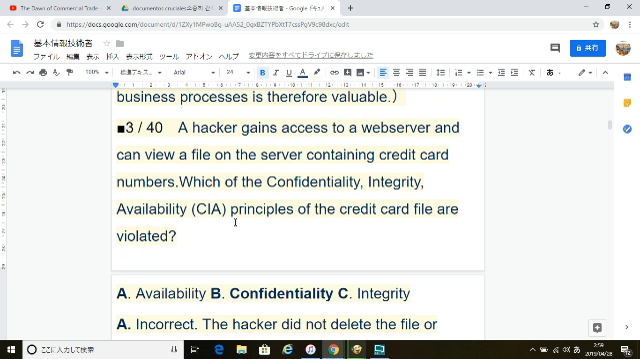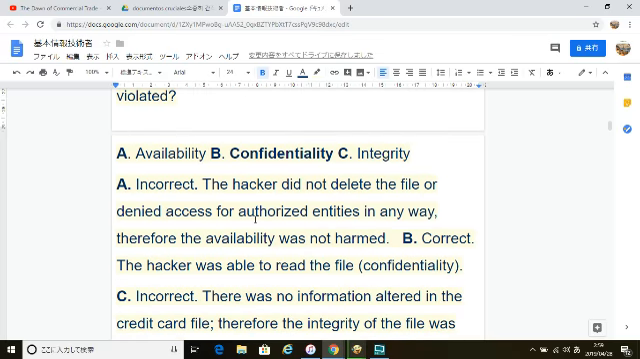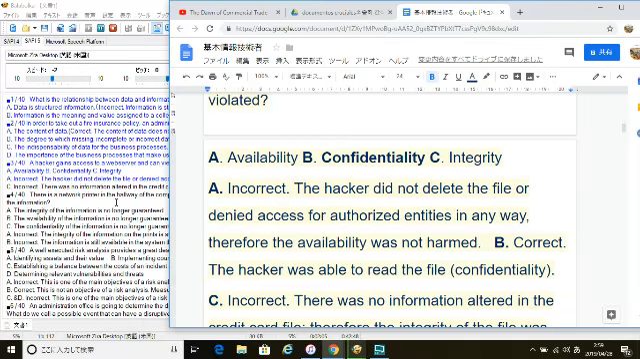3/40 A hacker gains access to a web server and can view a file on the server containing credit card numbers. Which of the confidentiality, integrity, availability, CIA, principles of the credit card file are violated? A. Availability. B. Confidentiality. C. Integrity. A. Incorrect. The hacker did not delete the file or deny access for authorized entities in any way, therefore the availability was not harmed. B. Correct. The hacker was able to read the file, confidentiality.